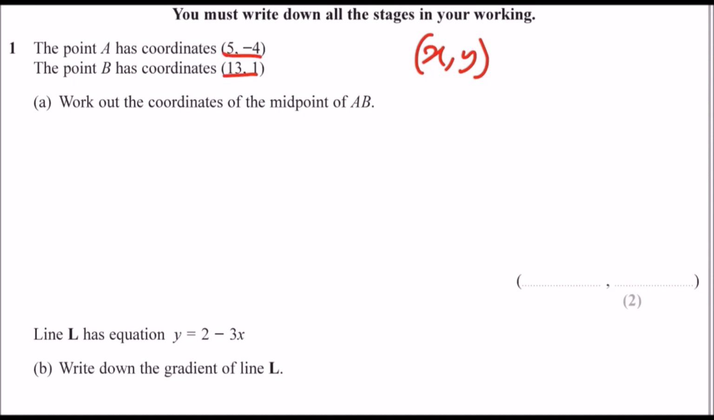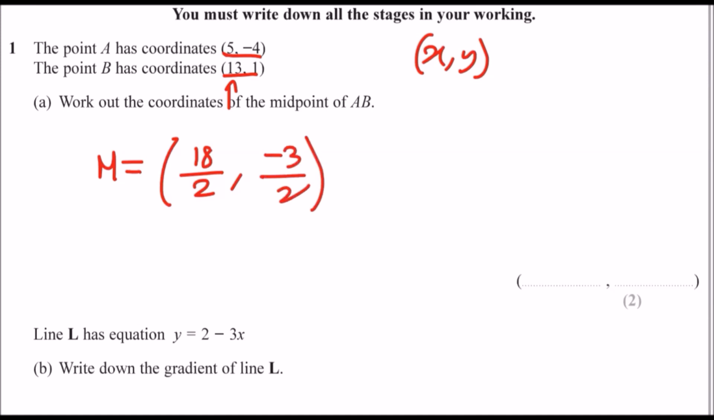Now there's a nice and easy way to calculate the halfway value of the midpoint M. What I would do is look at the x coordinates for a second, 5 and 13. I would add them up, so 5 plus 13 gives us 18, and then I would half the value. Then I'll do the same for the y coordinates: minus 4 add 1, which is minus 3, and then I'll half that as well. When you put this in the calculator, or just do it mentally, you'll get 9 and minus 1.5. And that's 1A done.